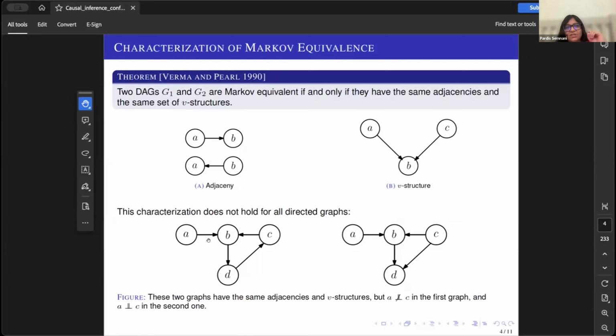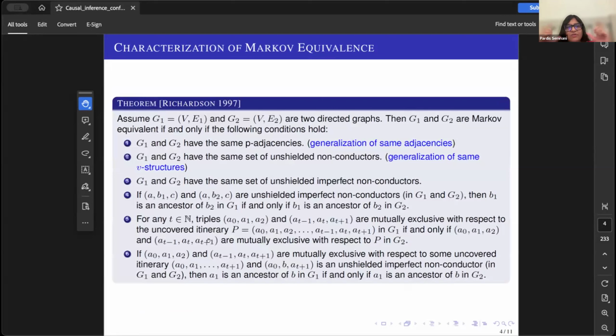The good news is that luckily for us, there is this theorem by Richardson in 1997, where he gives 6 conditions in order for two graphs G1 and G2, which might have directed cycles, to be Markov equivalent. Now, these are just a lot of conditions with a lot of words, but basically each condition says that the two graphs should have the same number of occurrences for a specific kind of structure. I'm not going to go into details of what these structures are, just a couple of words.